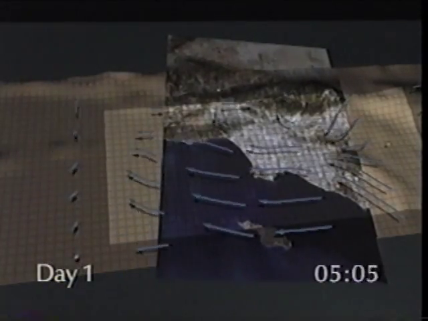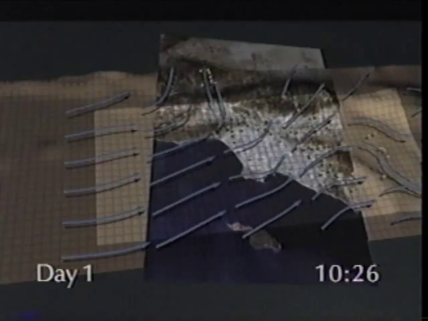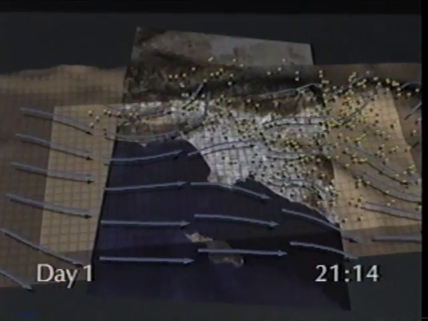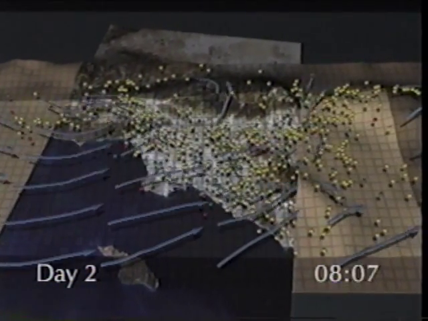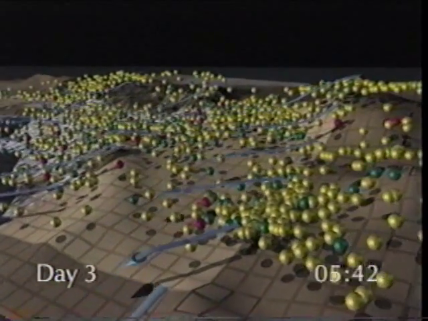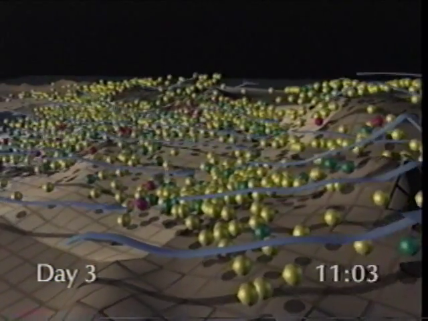This simulation uses actual measurements to show the transport of these pollutants over a 3-day period. Each green particle represents 10 tons of reactive organic gases, each yellow particle 10 tons of carbon monoxide, and each red particle 10 tons of nitrogen oxides. Winds from the ocean, shown as arrows, sweep these emissions inland.